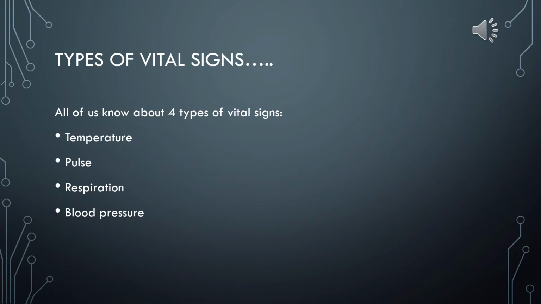All of us know that there are four types of vital signs. Whenever we go to the hospital for our checkup, there are only four vital signs which are being measured. First is the temperature through the thermometer, second is the pulse, third is respiration, and fourth is the blood pressure.